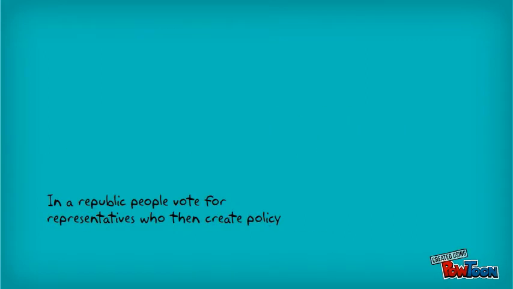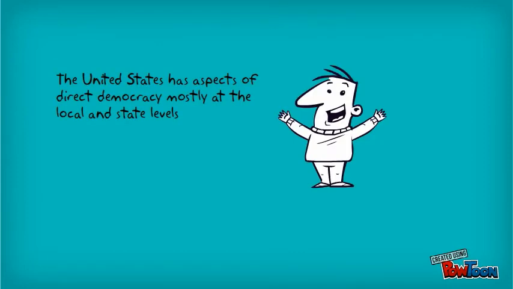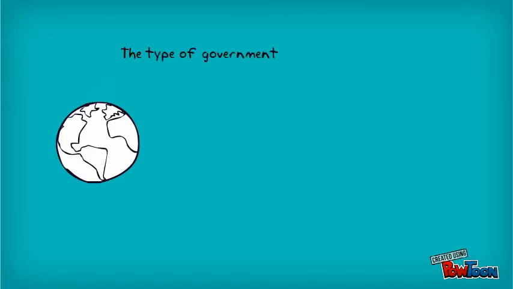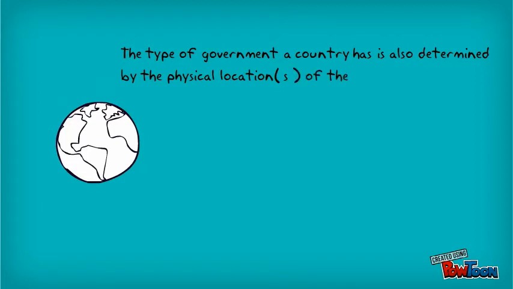There are aspects of direct democracy within the United States system, largely at the state and local levels. These are known as ballot initiatives and referendums. The power to govern can be located in one or more places, which can also affect the classification of government. There are 3 classifications based on the geographic distribution.